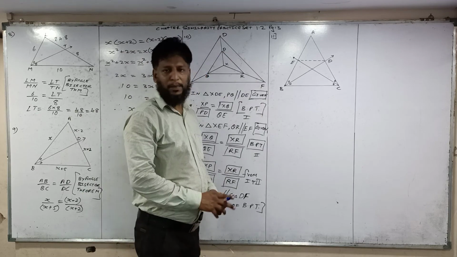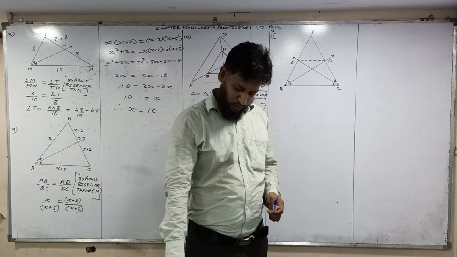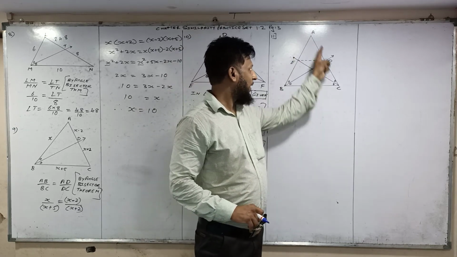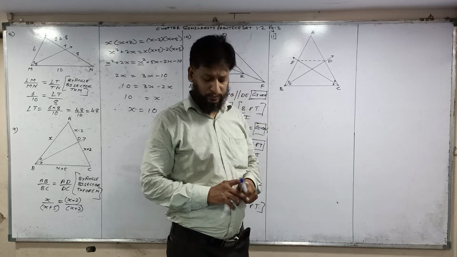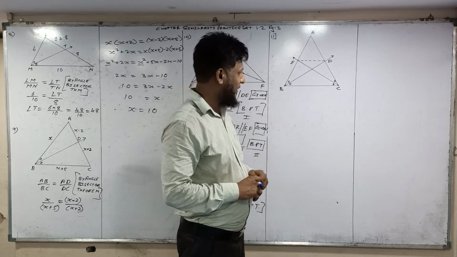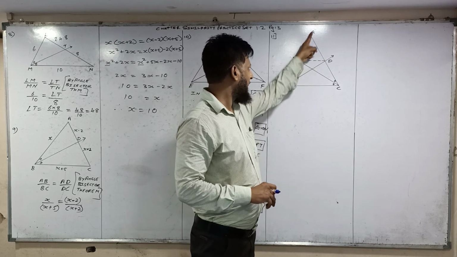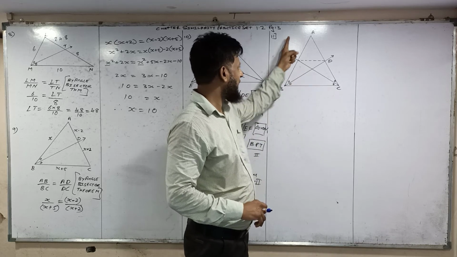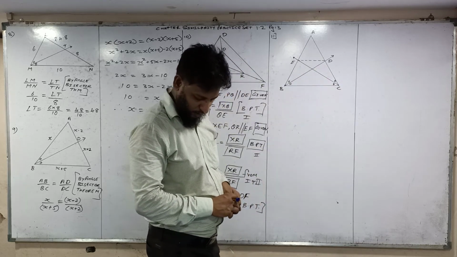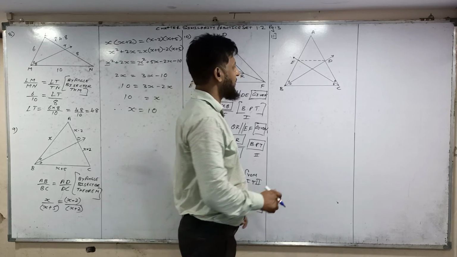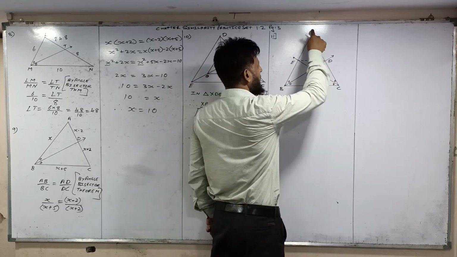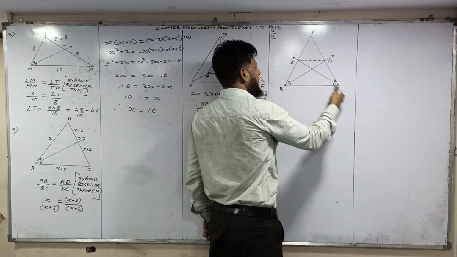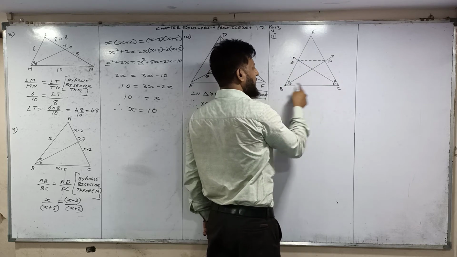Now come to sum number 11. In the 11th sum, the question is given, but the diagram is not given. You have to draw the diagram, triangle ABC. Then draw ray BD bisecting angle ABC, and ray CE bisecting angle ACB. So what is given in the question? Triangle ABC, ray BD bisects angle ABC, and ray CE bisects angle ACB.